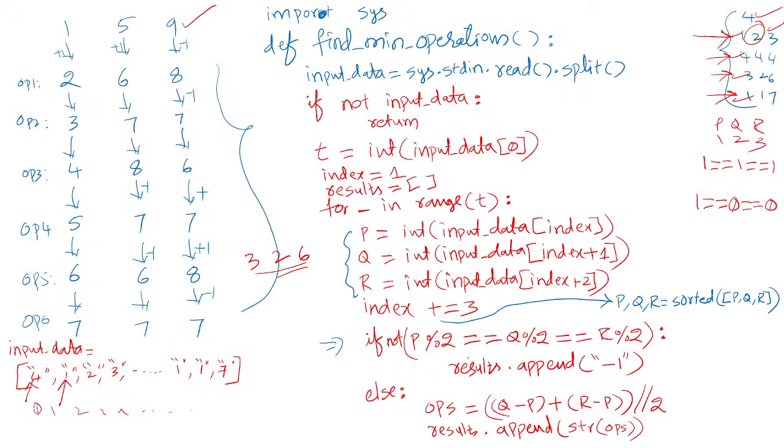Once you got this, for each test case the results get appended. How does your results array look? For example, for the first test case you will get -1 as a string, for the second test case 0 as a string, for the third test case -1 as a string, for the fourth test case 3 as a string. This is how your results array looks after processing all the test cases.